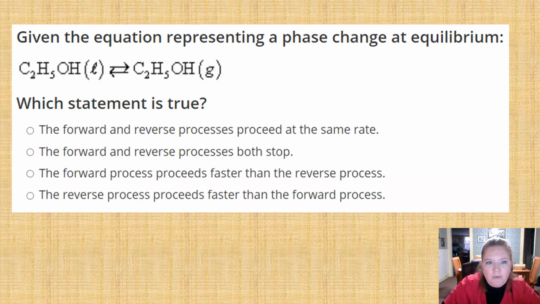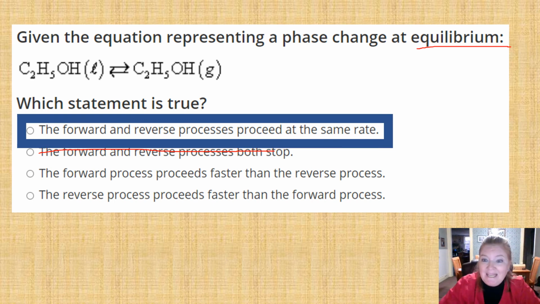So given this equation, which statement is true? Okay, so it talks about forward and reverse at equilibrium. So at equilibrium, do the forward and reverse processes stop? No. Does the forward happen faster? Does the reverse happen faster? Or do they happen at the same rate? Do you remember what it means to be at equilibrium? Same rate, equal rate, concentration constant.